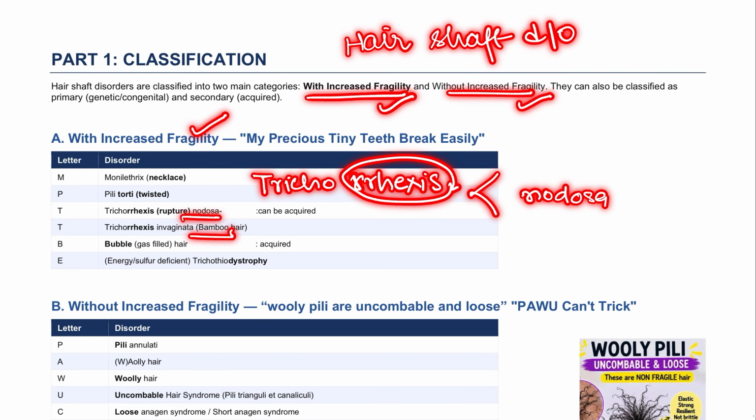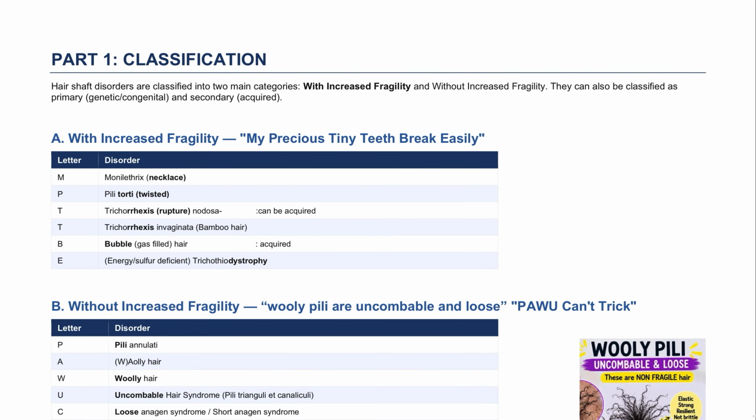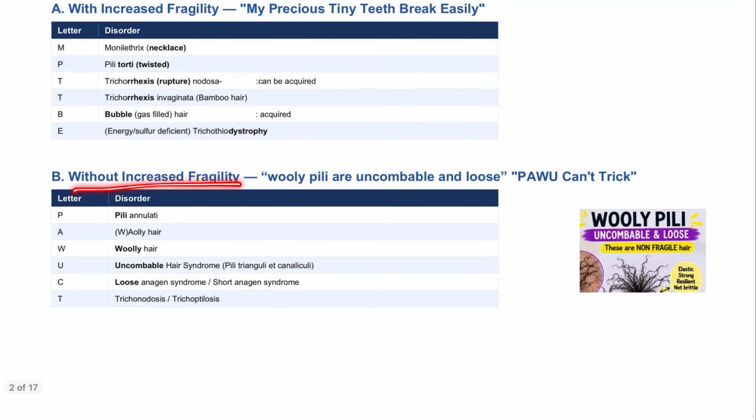Or if we see twisted torti, pili torti, or if we see bubble hair, which means that the hair has a bubble, or we see trichothiodystrophy, and monilethrix means a necklace, which means at the constriction there will be increased fragility. The disorders without increased fragility can be remembered as woolly, pili annulati, uncombable and loose.